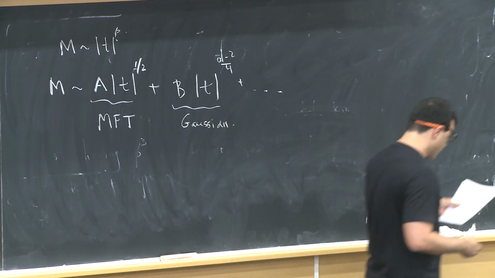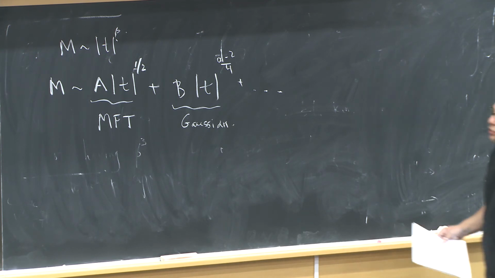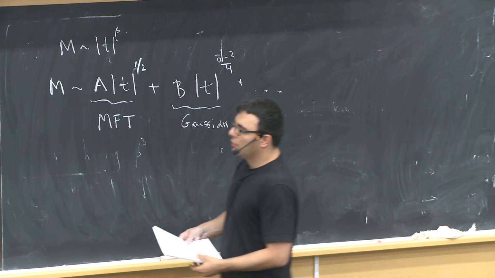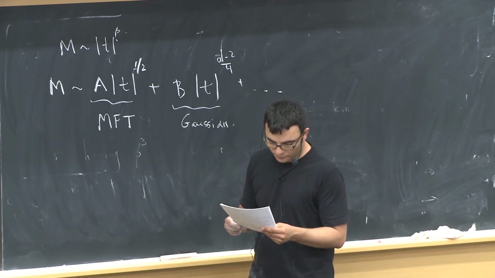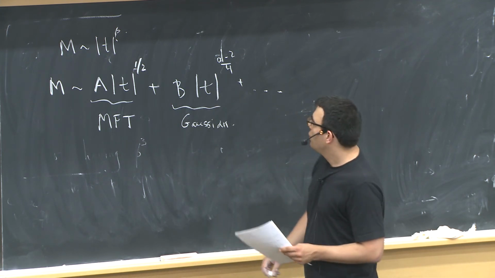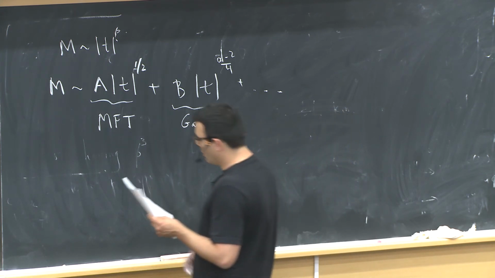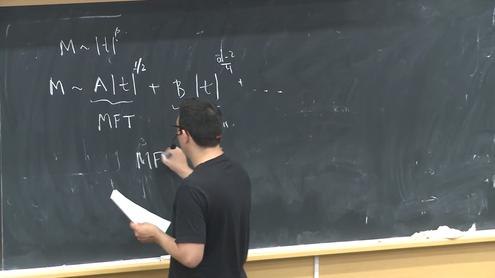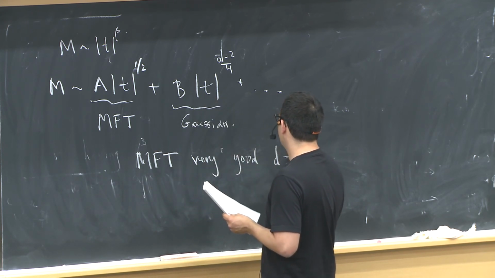So in more than 4 dimensions, the Gaussian fixed point does not give the values of the critical exponents, but it gives corrections to the scaling that's there because of mean field theory. Okay? You can see that these corrections are very small when the number of dimensions goes to infinity. And so MFT is very good in the limit where the number of dimensions goes to infinity.